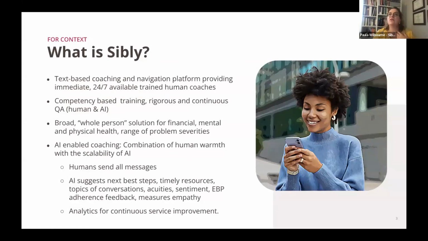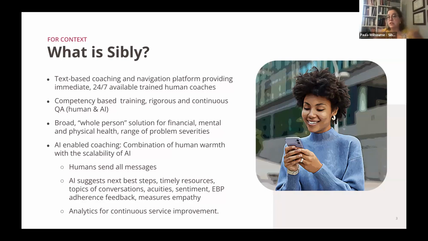I'm going to give you just enough context about Sibley to understand where we built these AI tools and how we're using them. So what is Sibley? It's a text-based coaching and navigation platform that provides immediate, 24/7 available, trained human coaches on demand. All of our coaches complete a competency-based training in empirically supported tools and DE&I relevant topics.